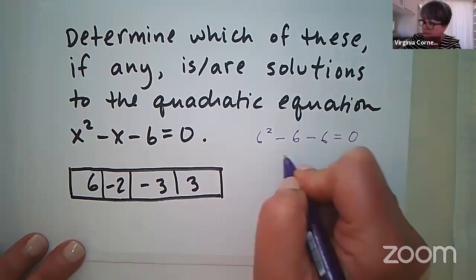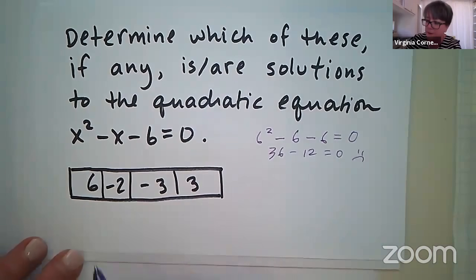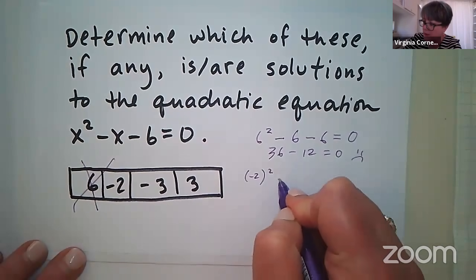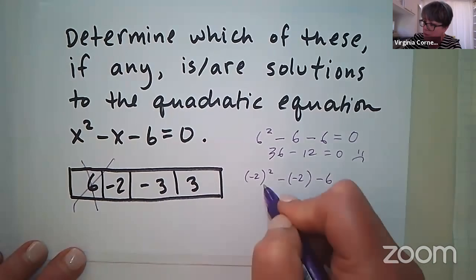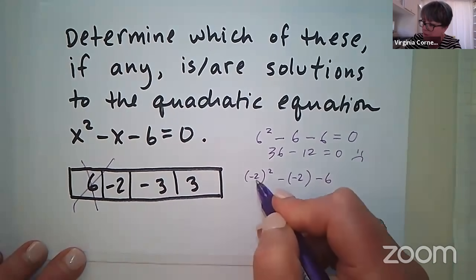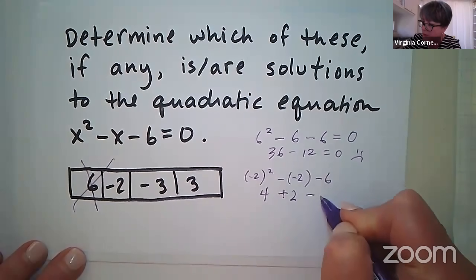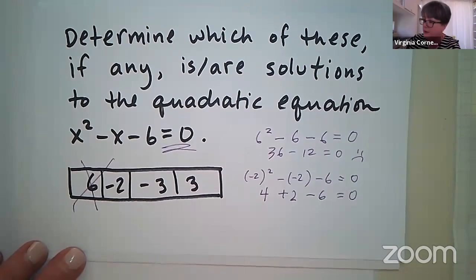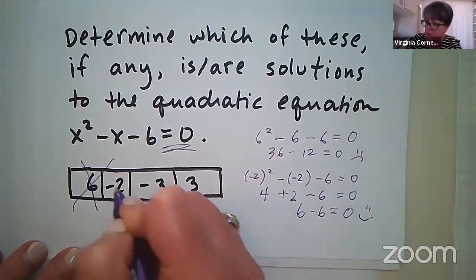Does it? 36 minus 12 equals 0? Nope, it doesn't equal 0. So that's not a solution. How about for -2? -2 squared minus -2, and then minus 6. So let's see here, 4, and then plus 2, and then minus 6. We're trying to see if this equals 0. Does it work? Yes, it does. So that one is a solution.